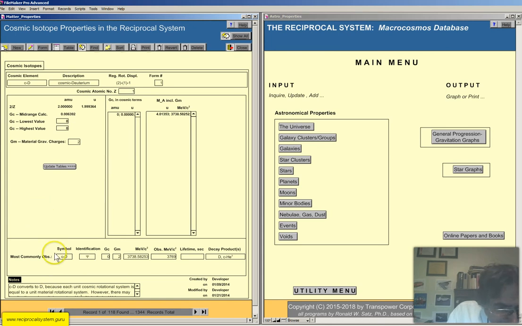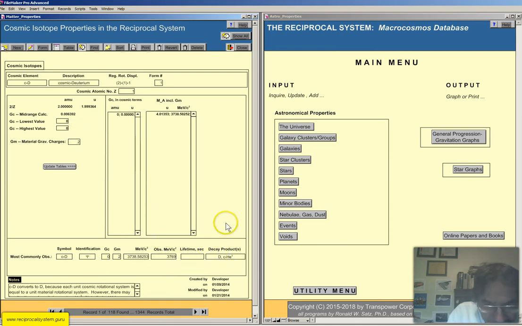And then down here we have the most commonly observed C-D psi. That's the identification of the meson psi particle. G sub c is 0. The number of material gravitational units is 2. That's a rotational vibration, by the way, caused by neutrinos. There's the MeV over c squared, which is the common unit in particle experiments. The observed value is pretty close, you can see. And then the decay products.